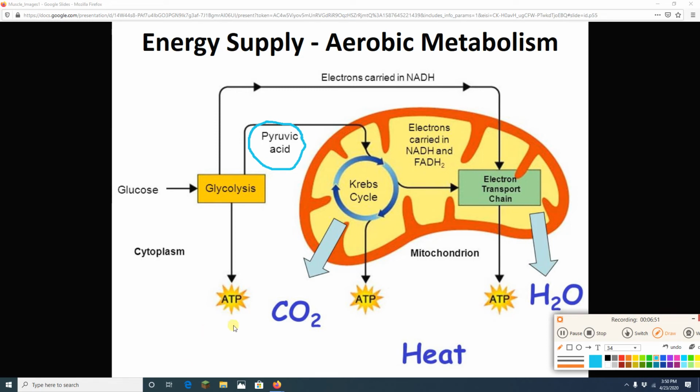While we made 2 ATP for glycolysis, we're going to make another 32-ish for what's going on aerobically in the mitochondria. And this is aerobic because it requires oxygen. And we actually make CO2 as a byproduct of this. This is how we make CO2 in our body. This is how we use oxygen. This is how we make CO2.